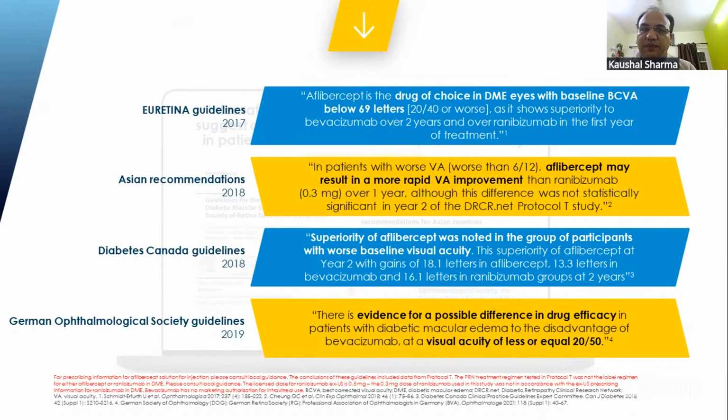Diabetes Canada guidelines: superiority of aflibercept was noted in the group of participants with worse baseline visual acuity. German Ophthalmological Society guidelines: there is evidence of a possible difference in drug efficacy in patients with diabetic macular edema, with a disadvantage of bevacizumab at visual acuity of 20/50 or less. Next.